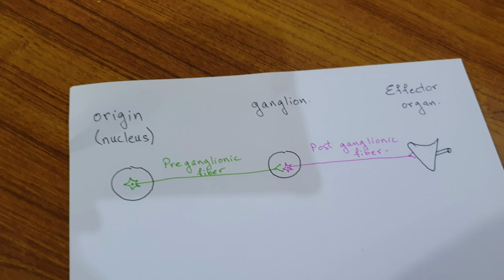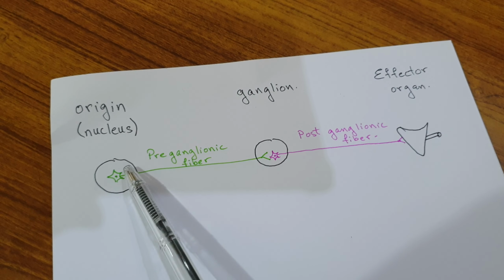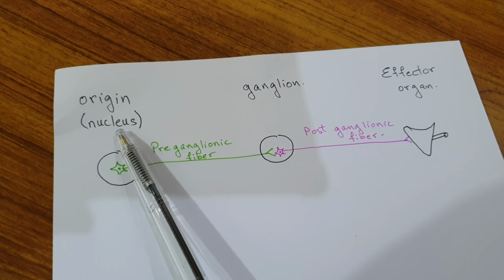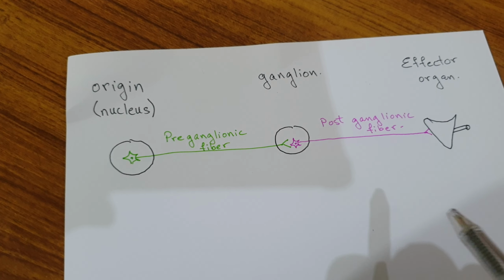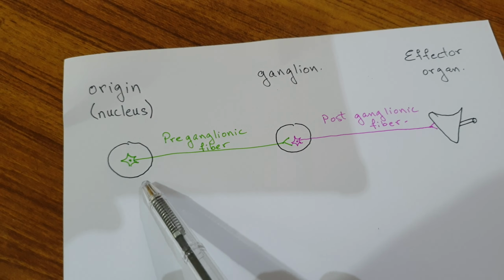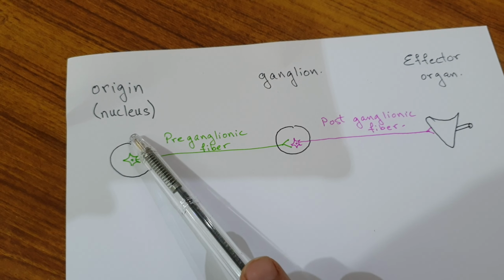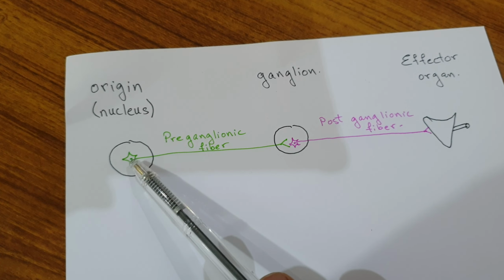It has an origin. Then comes the ganglion. Then comes the effector organ, which in our case is the parotid gland. The origin of the autonomic nervous system is a nucleus. Now, what is a nucleus? A nucleus is a collection of cell bodies of neurons within the central nervous system. When I say central nervous system, I mean the spinal cord and the brain. So, we will have a nucleus, which is the origin of the autonomic nervous system. It is a collection of cell bodies within the central nervous system, that is the spinal cord or the brain.